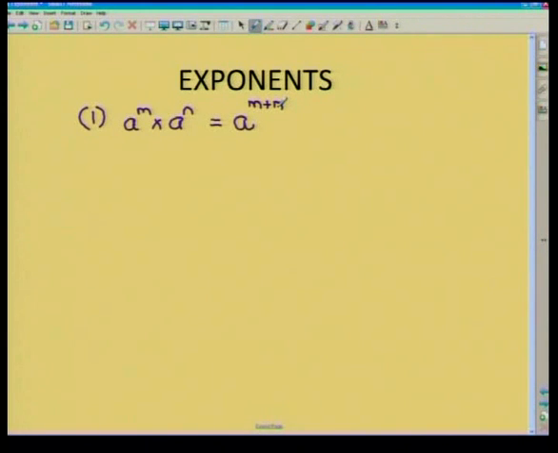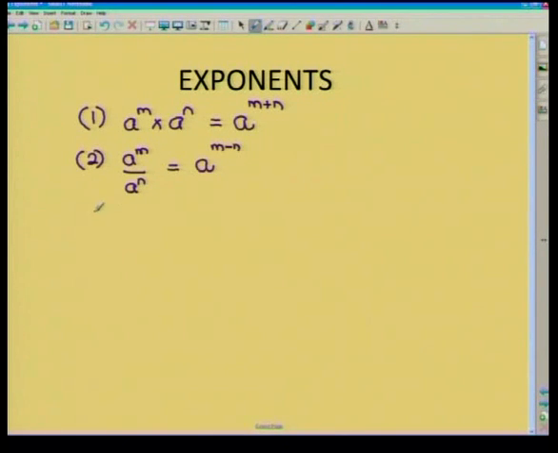Now please remember that this rule can work this way or that way. That's why there's an equal sign. It means you can go this way or that way. Right, the second rule says to me, if I have a to the m divided by a to the n, it's equal to. Now what's it equal to? Well, if we're dividing, we can subtract the exponents. So we'd write the a down, and we would go m minus n.